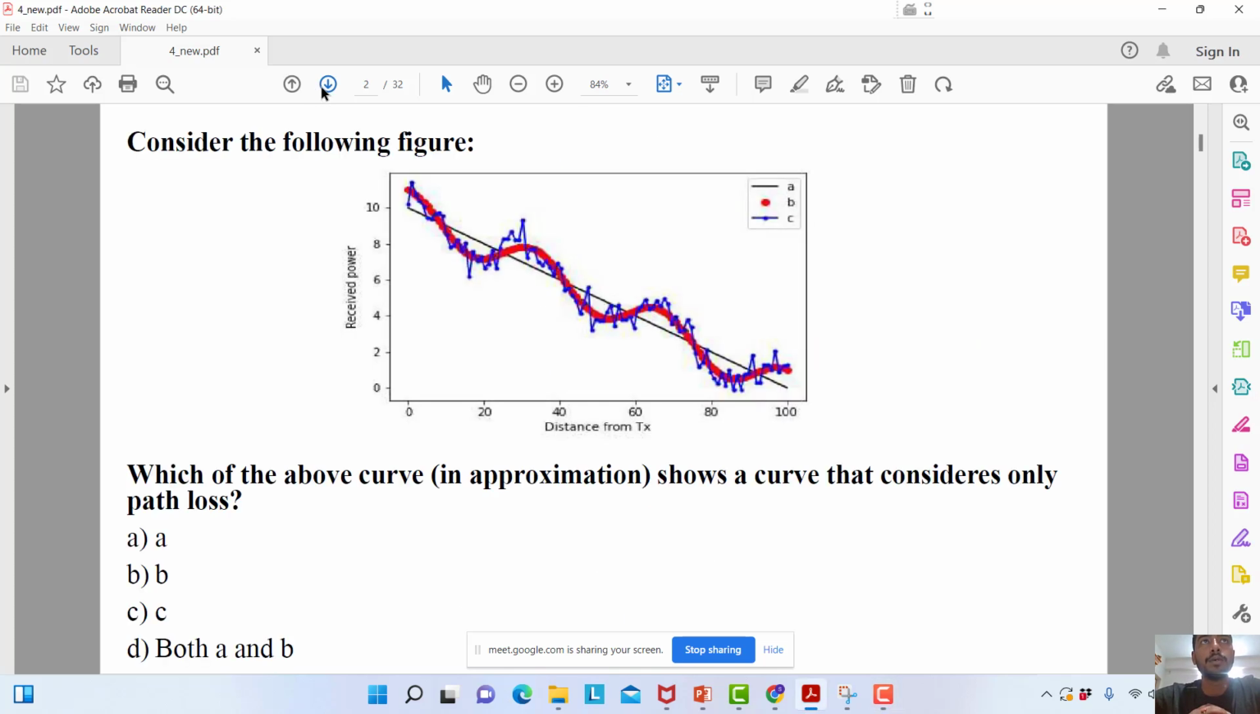So this is question number 1. Please read it. If you have any doubt, you can ask. After a few minutes, we will start. I will explain these questions.